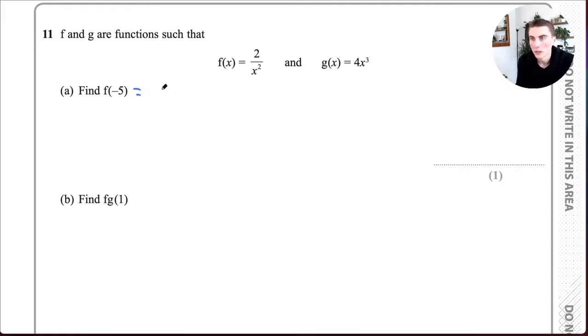So it's going to equal 2 over -5 squared. Which is actually 2 over -5 times -5. Remember, 5 times 5 is 25, and because they're both negatives, it will become a positive number. So it's 2 over 25. And that's it. That's the answer.